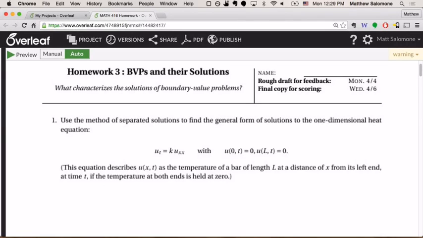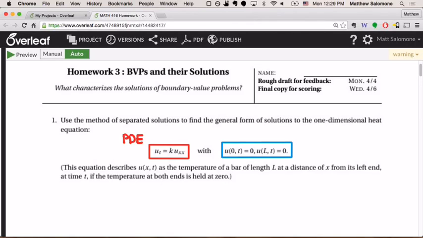So in question 1, you're given a boundary value problem, which, remember, a boundary value problem has two pieces. It consists of a partial differential equation, which is this piece right here, that relates the solution function, which in this case is called u, relates its partial derivatives together. So this is the partial differential equation part of it. But then the other part of a boundary value problem are the boundary conditions. And so that's what's provided here.